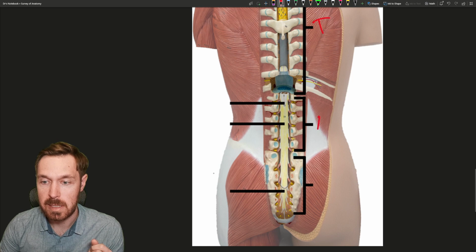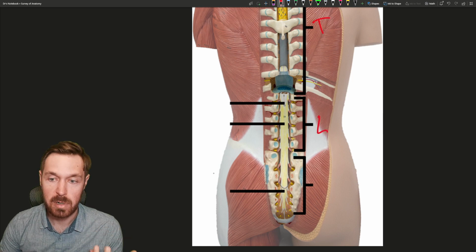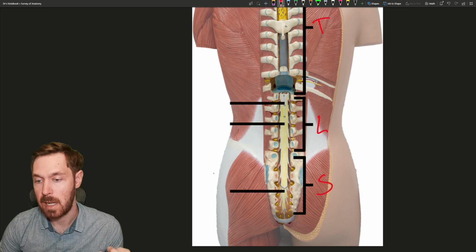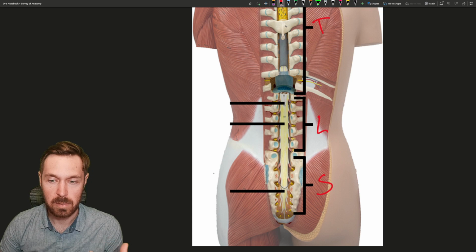And then down here is the lumbar region. Lumbar region also has an enlargement as well for that lumbosacral plexus. And down here is the sacral ones. There are 31 pairs that are coming in and out.